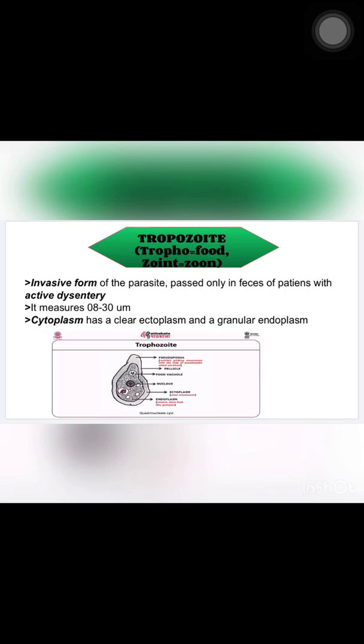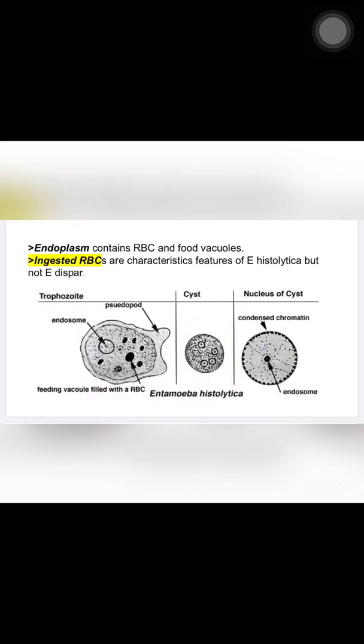Trophozoite: tropho means food, zoon means animal. It is the invasive form of the parasite, passed in feces only of patients with active dysentery. It measures about 10 to 30 um. The cytoplasm has a clear ectoplasm and a granular endoplasm. So here is the structure of the trophozoite: we have the pseudopodia, pellicle, food vacuole, nucleus, ectoplasm, and also the endoplasm.